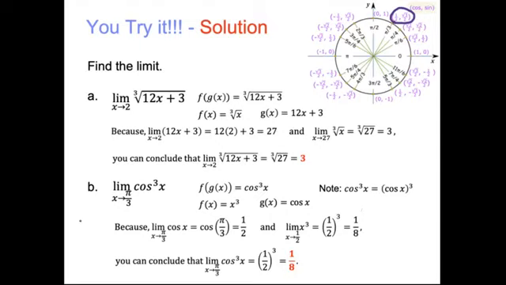Then we can go ahead and apply Theorem 1.5, and we can say that because the limit as x approaches pi over 3 of cosine x is equal to 1/2, and the limit as x approaches 1/2 of x cubed is equal to 1/8, you can conclude that the limit as x approaches pi over 3 of cosine cubed x is equal to 1/2 cubed, which equals 1/8.